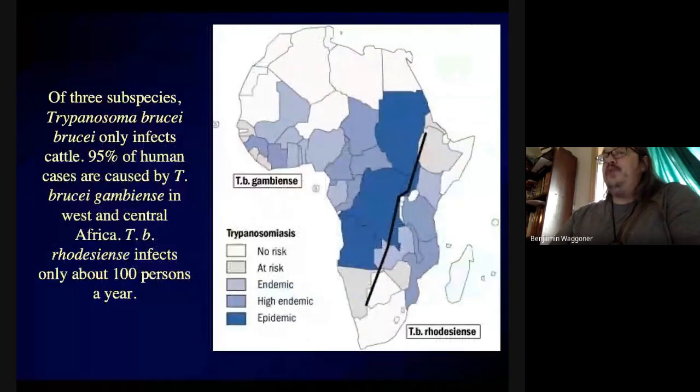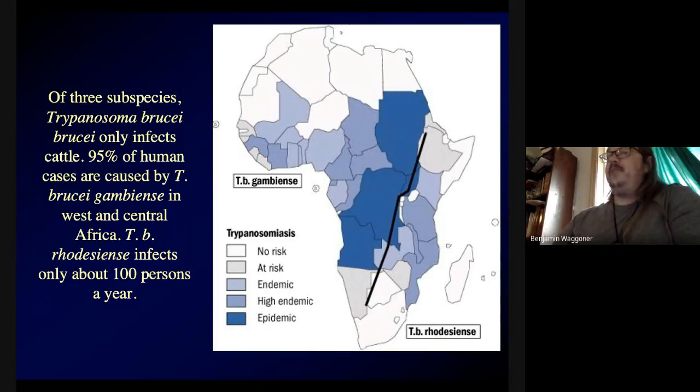There's 3 subspecies. Trypanosoma brucei only infects cattle and large African mammals. It does not infect humans at all. If you can see, there's a black line on this map of Africa. To the left of that line, in Western Africa, you get Trypanosoma brucei gambiense, which is endemic to Western and Central Africa.